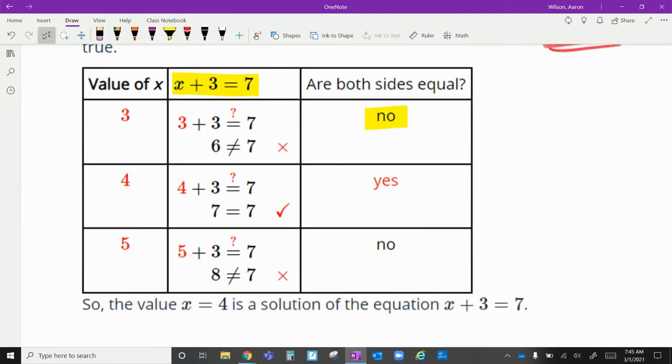If I tell you that x equals 4, well, that is true, because 4 plus 3 does give you 7, highlighted here, which is why I've written yes, both sides are equal, and that solution happens to be true. And then, of course, I've given you 5 as well. If I tell you that x has a value of 5, well, 5 plus 3 does not equal 7, so that's why I've written no. So the value x equals 4 is known as the solution of the equation x plus 3 equals 7. That's just some basic vocabulary.